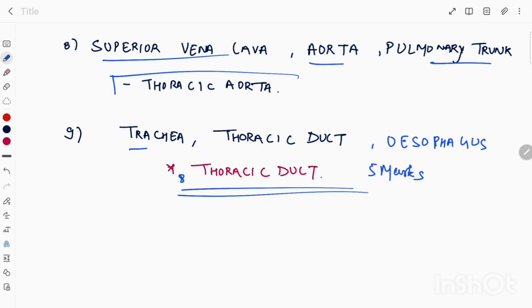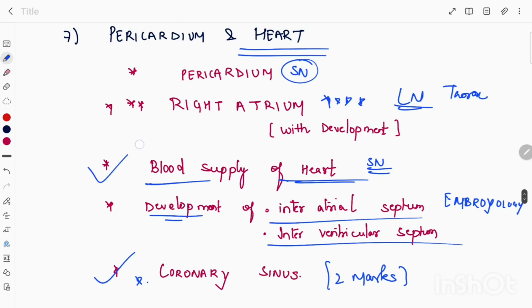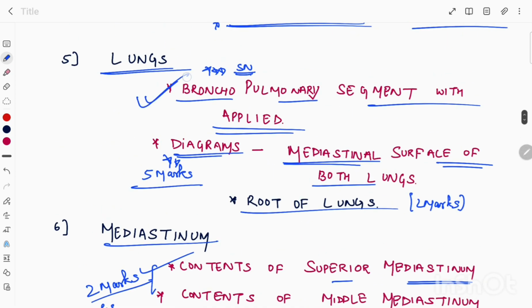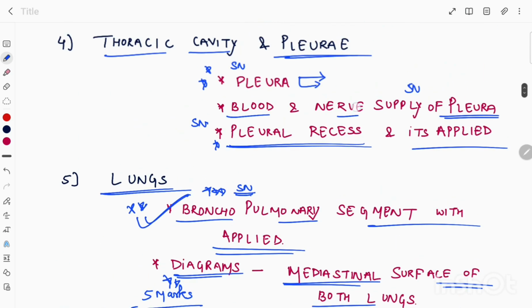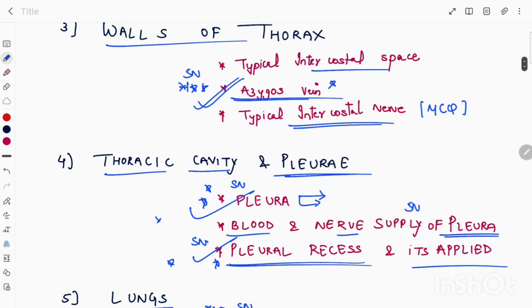So if we see once again, the thoracic duct is a must question, coronary sinus, blood supply of the heart, the right atrium is the most important question, right? The pericardium can be asked as a question. So the contents of the mediastinum is very important. Then the bronchopulmonary segment is very important, and the pleural recesses are important. Then the azygous vein, a short note can come.